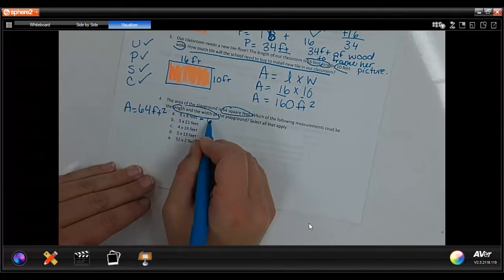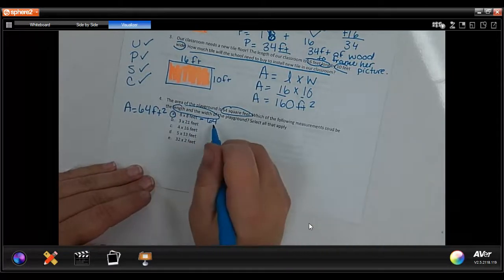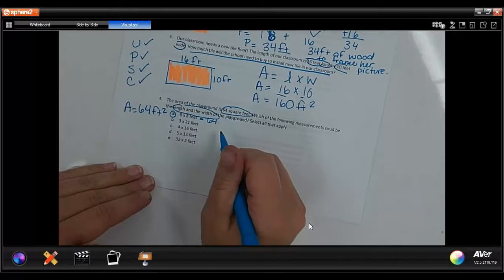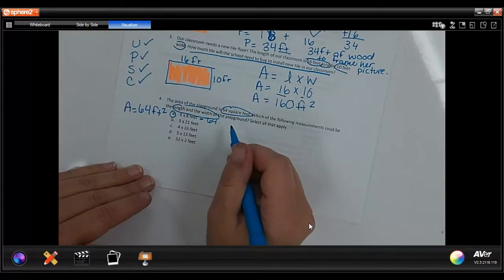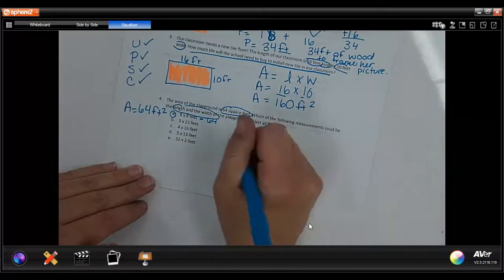8 times 8, that does equal 64. So that is one of my correct answers. If you did not know that mental math fact, you could add up 8 times in order to find 64. 3 times 21, I'm going to solve using the area model.